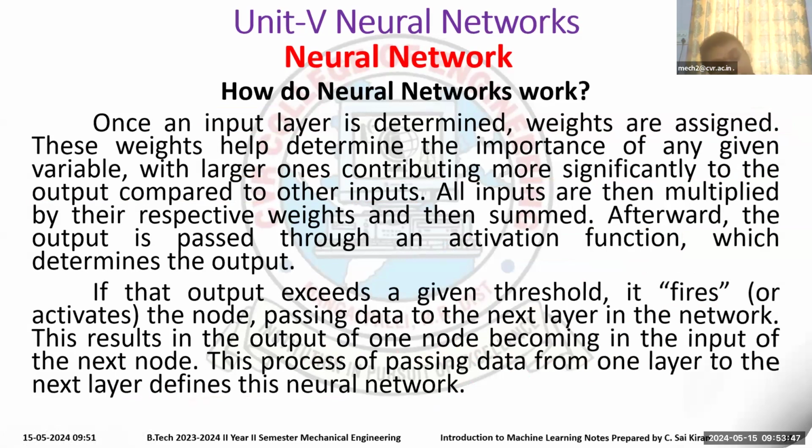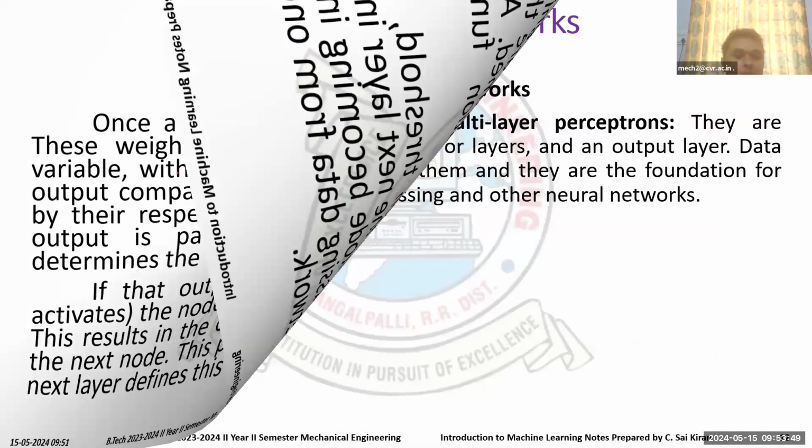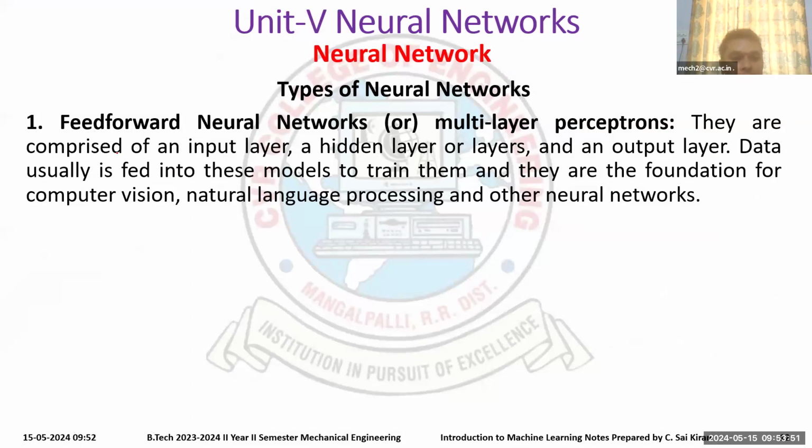Next, types of neural networks. This is also important; they can ask anything in the exam. The first is feed-forward or multi-layer perceptron. We have already seen the single-layer perceptron. Similar to that, you have multiple layers, more than one, with hidden layers, and then we get the output layer.